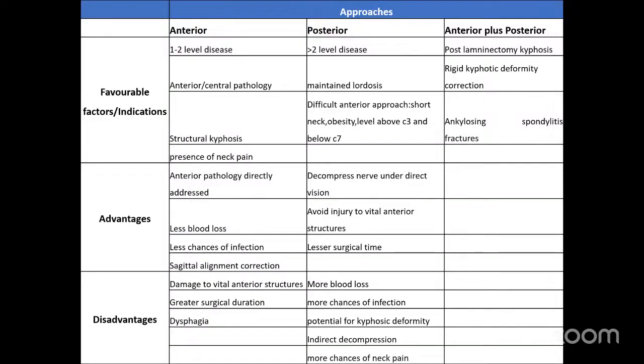You do it when there is a revision surgery, where a posterior laminectomy has already been performed. So in such cases, and in rigid kyphotic deformity cases, in rigid deformity cases. So these are, in a nutshell, the indications, advantages and disadvantages of both approaches.